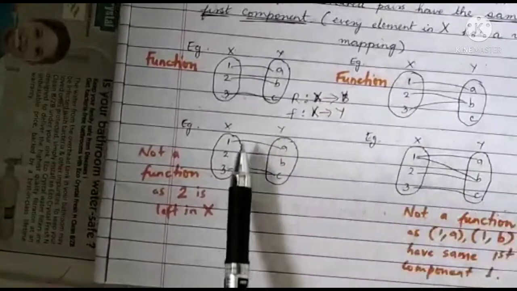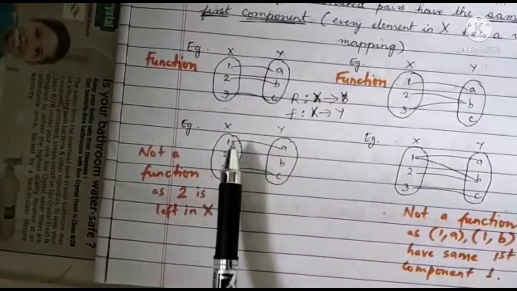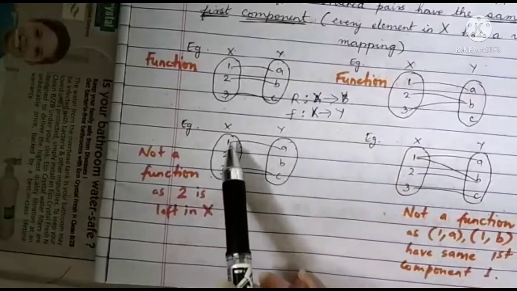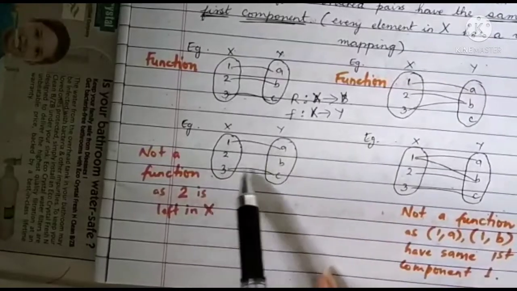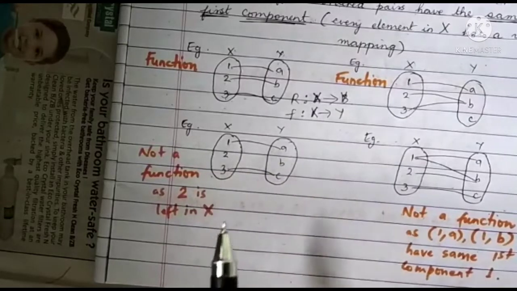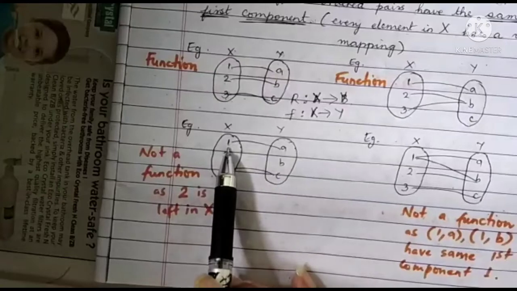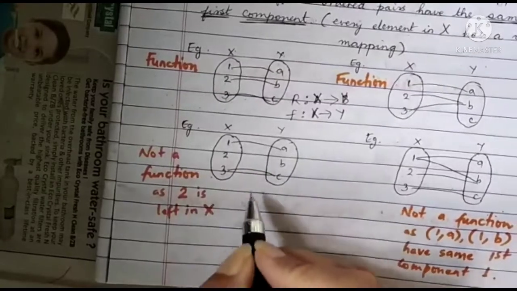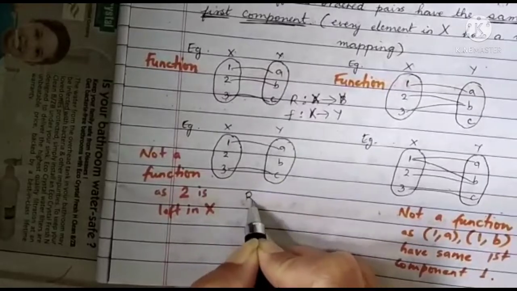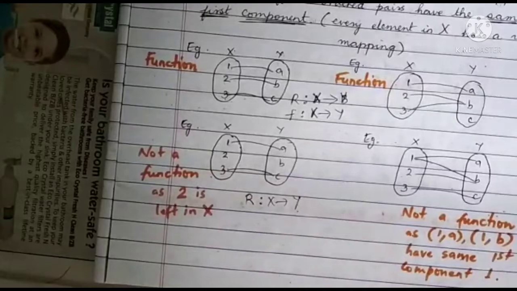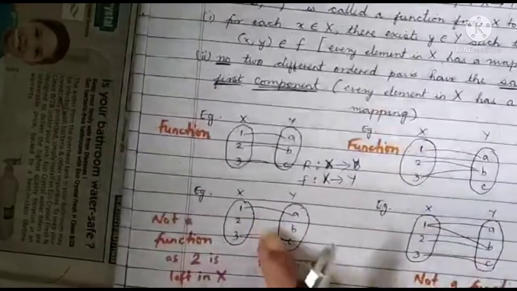you can see over here, in this particular example, in x there are 3 elements 1, 2 and 3, and in y there are 3 elements a, b and c. You can see 1 is related to a, 3 is related to c, 2 is not related, b is not related to anything. Yes, but since 1 is related to a and 3 is related to c, I will say that there exists a relation from x to y. Correct? But this is not a function.